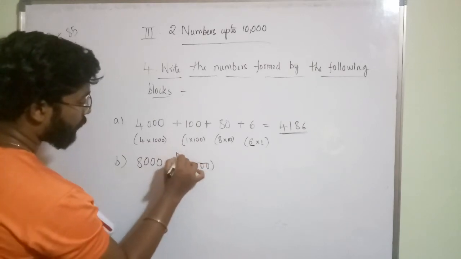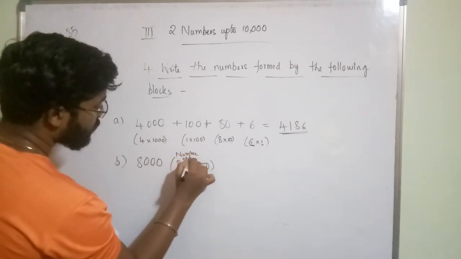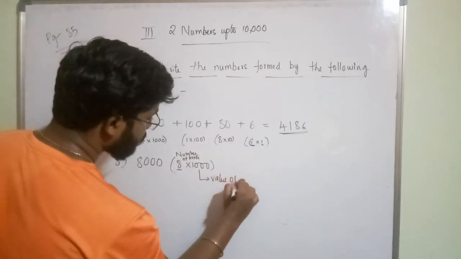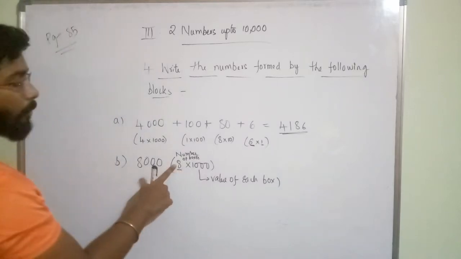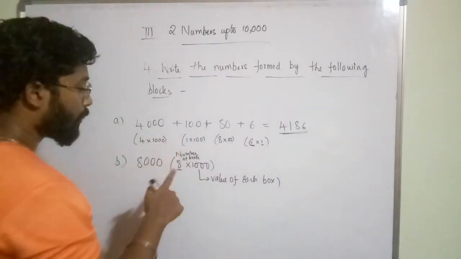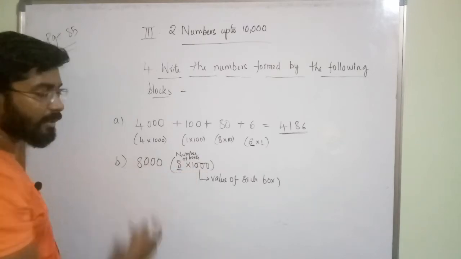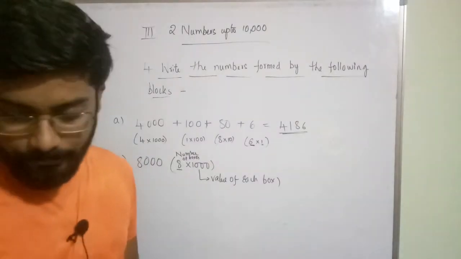This is the number of boxes. Okay, number of boxes. This is the value of each box. Okay, you are having 8 boxes, means 8 cubes. Value of each cube is how much? 1000. So if you are multiplying, you are getting 8000. Clear? So like that you have to understand.